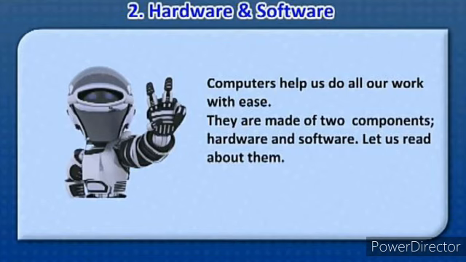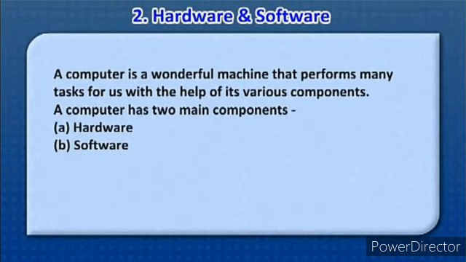Computers help us do all our work with ease. They are made of two components. Number one, hardware, and number two, software. Let us read about them. A computer is a wonderful machine that performs many tasks for us with the help of its various components. A computer has two main components: A. Hardware, B. Software. First of all, we are going to discuss the hardware component of the computer.